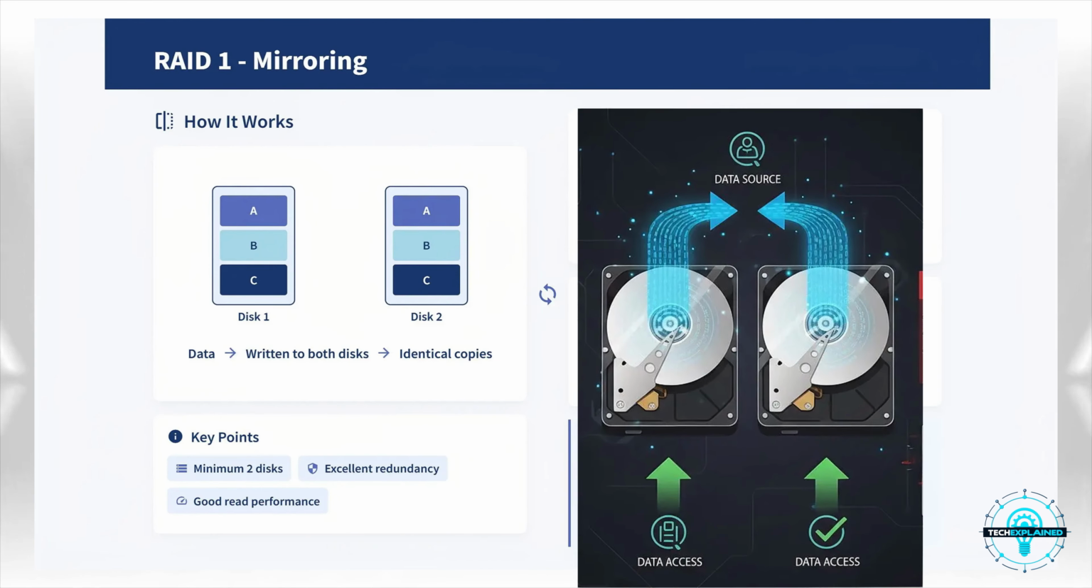RAID 1, or mirroring, creates an exact copy of data on two or more drives. Every write operation is performed on all drives in the array, ensuring that each drive contains identical data. When reading data, the system can access it from any drive in the array, which can improve read performance. If one drive fails, the system continues to operate using the remaining drives, and no data is lost.